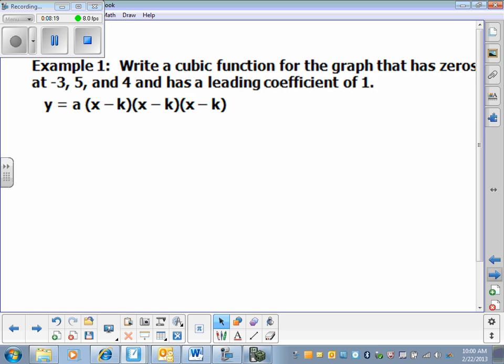Where I give you the roots, or the zeros, or the x-intercepts, and then you have to calculate the equation. And now this is probably the simplest of all of it, because it gives everything, right?